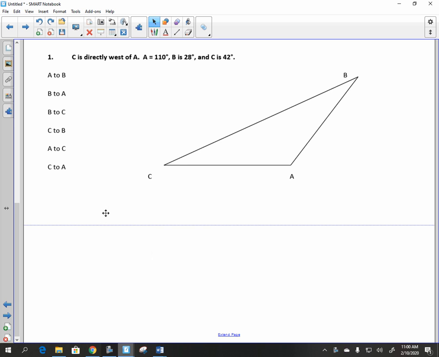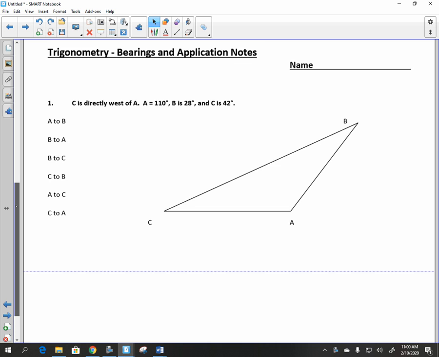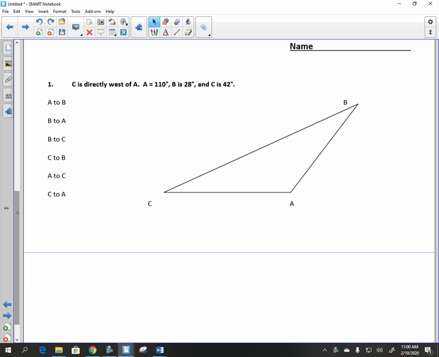In order to teach bearings and locations and applications of our trigonometry, we're going to look at triangles. And it says that this triangle has an angle A of 110 degrees. I'm going to locate that, write it in there. C is 42 degrees, and angle B is 28 degrees.